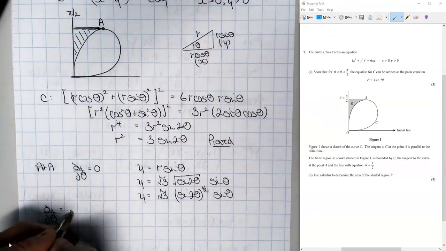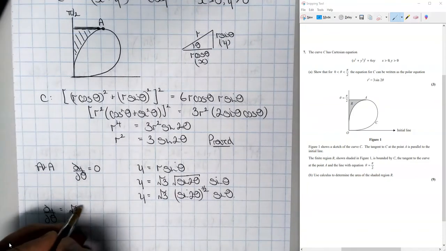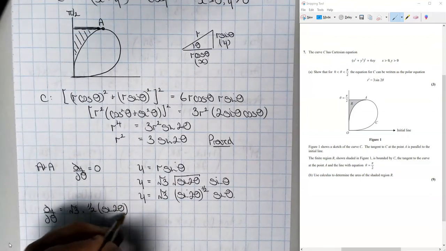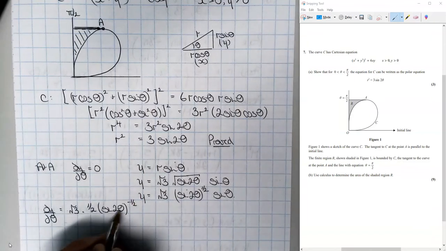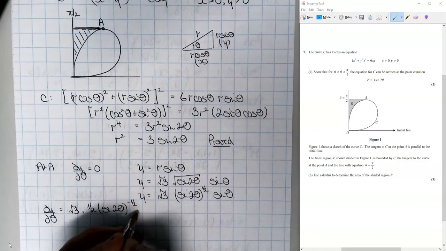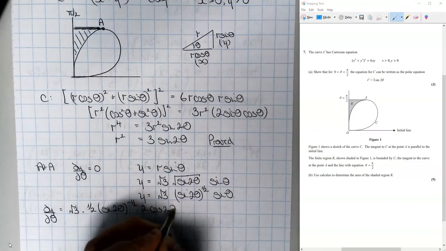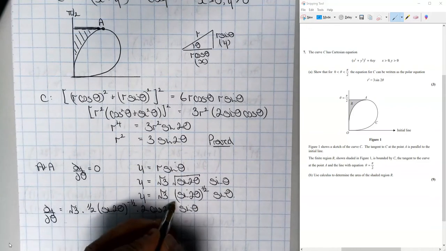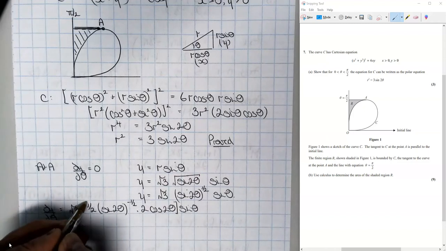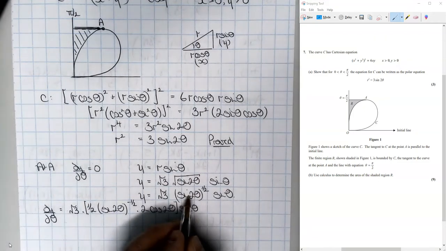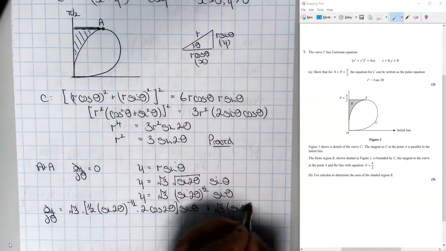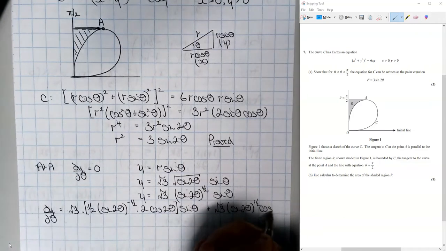So root 3, differentiate the first one, we get times a half sine 2 theta to the minus a half, times the differential of the bracket, which is 2 cos 2 theta, times sine theta. A bit of a long-winded one. That square bracket is the differential of this times this one, and then plus root 3 sine 2 theta to the half times the differential of sine theta, cos theta.